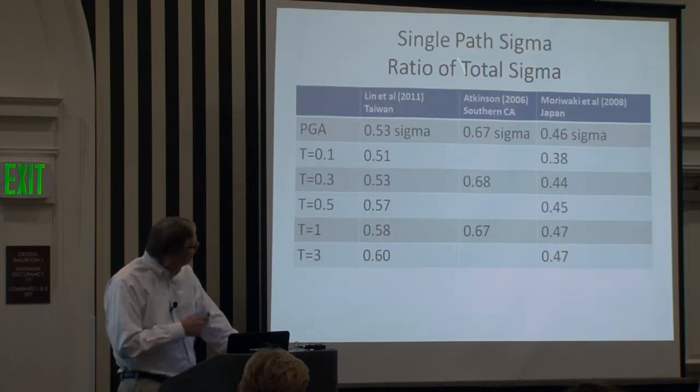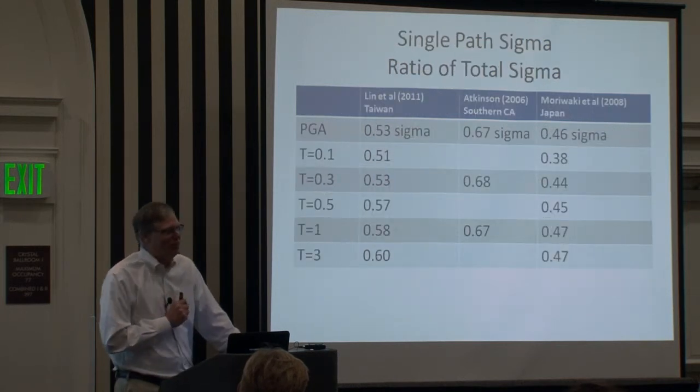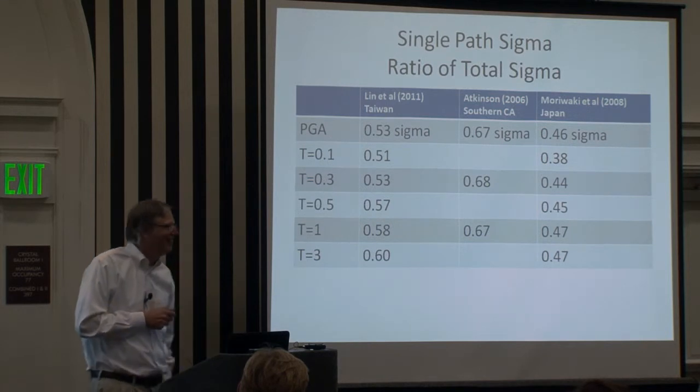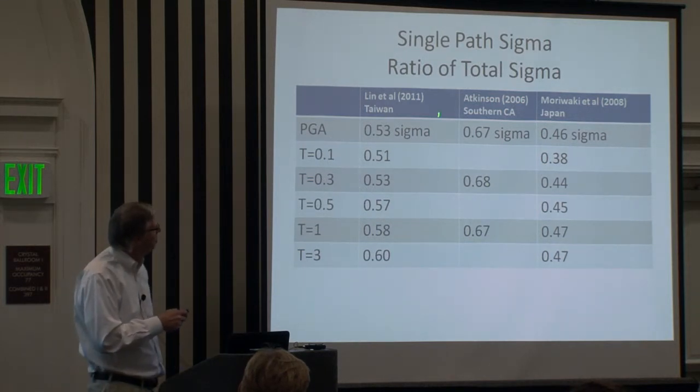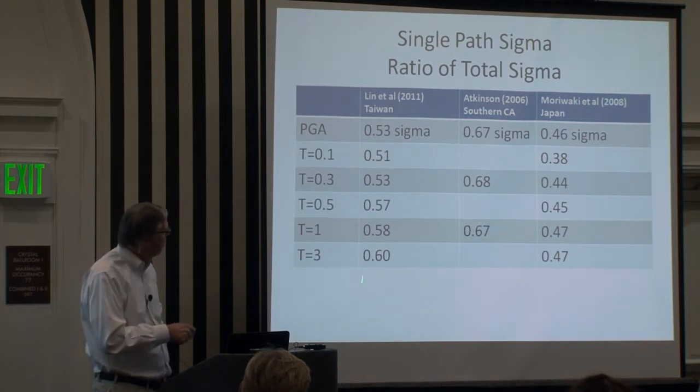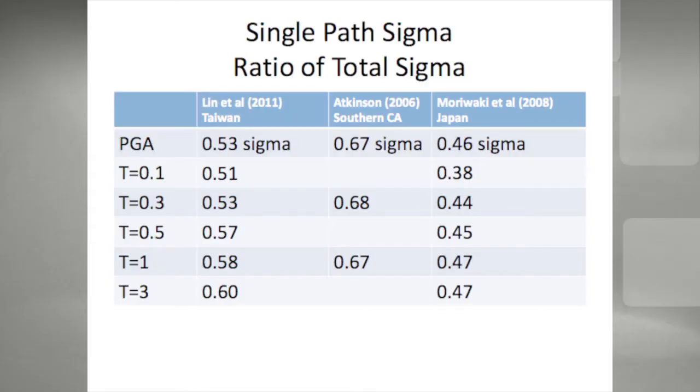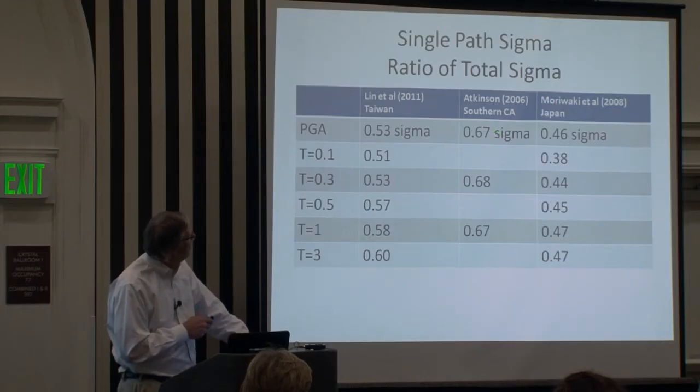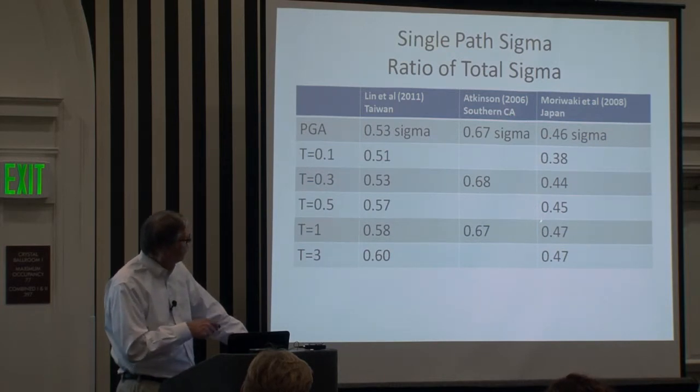If we try to look at these ratios that I just said not to do, but this is the way that we've summarized them previously. These are the ratios with respect to the total standard deviation. From Lin's paper study, it's around 0.5 to 0.6. For Atkinson, it's more about 2/3, that magic 2/3 number that shows up in earthquake engineering all the time. And then in Japan, it's lower, like 0.4 to 1/2.